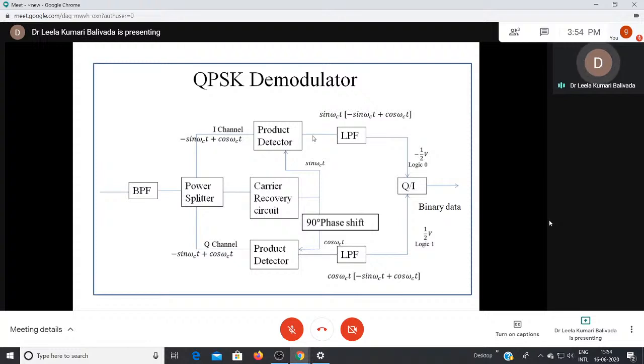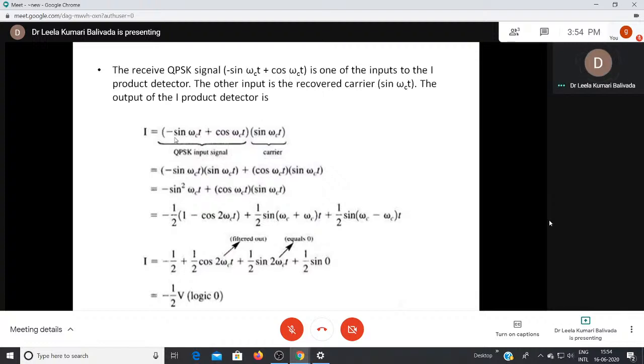Okay, so therefore at the output of this product detector of I channel, we will have minus sin omega ct plus cos omega ct multiplied by sin omega ct. Now this is the QPSK input signal and this is the carrier. Therefore, minus sin omega ct into minus sin omega ct plus cos omega ct into sin omega ct, which is equal to minus sin square omega ct plus cos omega ct into sin omega ct. And we can write this sin square omega ct as (1 minus cos 2 omega ct) by 2.